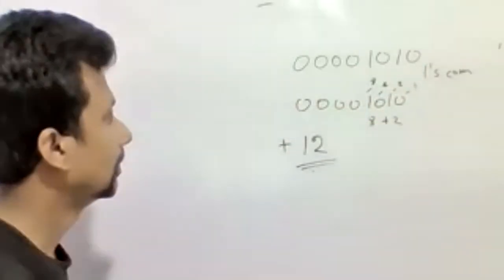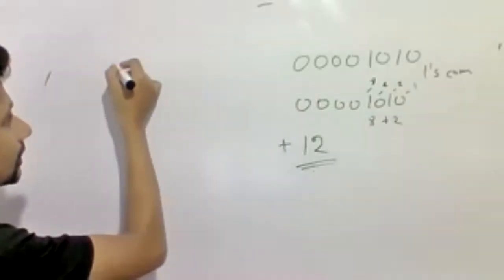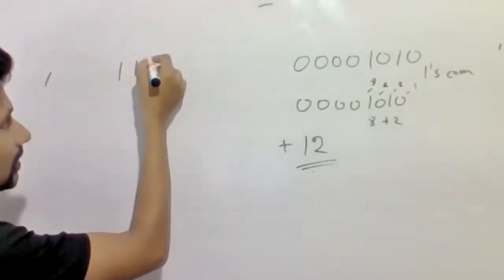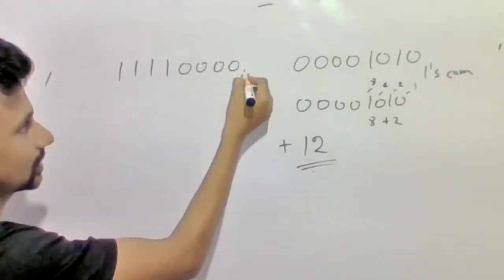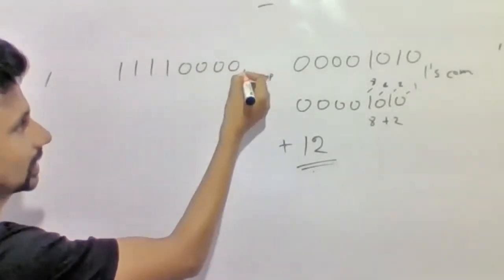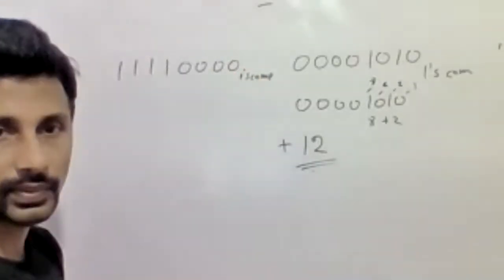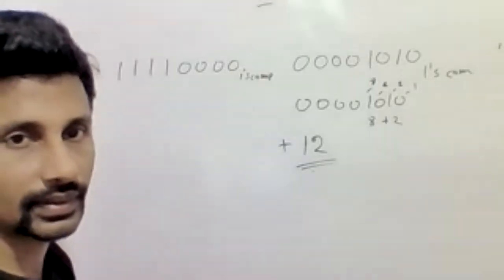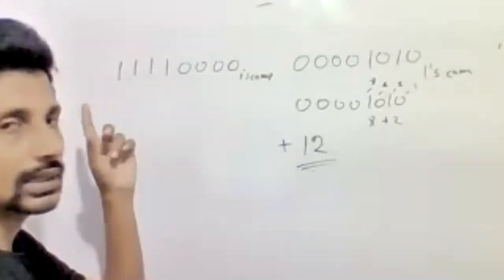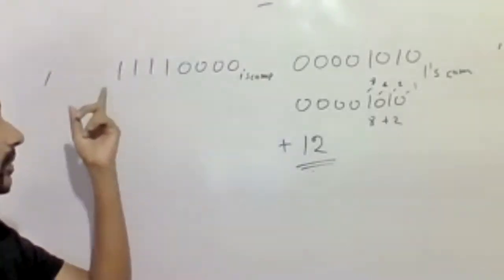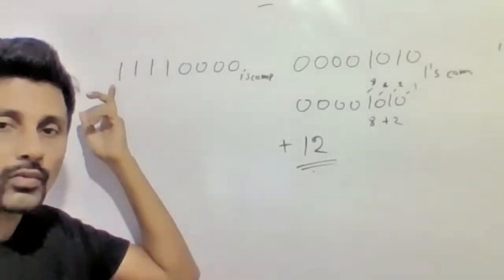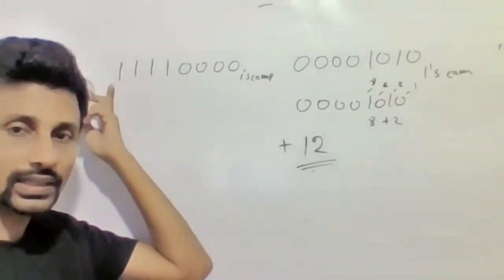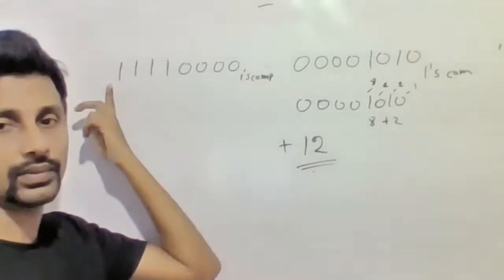Positive 12. Now suppose I get a value like this: 1 1 1 1 0 0 0 0. This is also one's complement. Now here you have to check the most significant bit. What is here? 1. If you have 1 in the most significant bit place, that is a negative value.